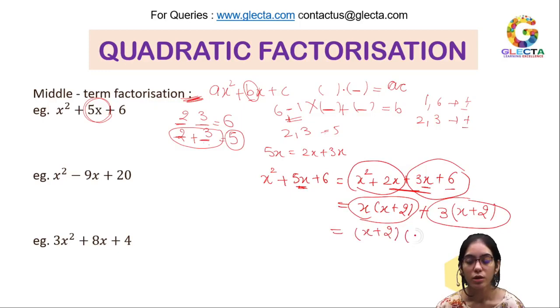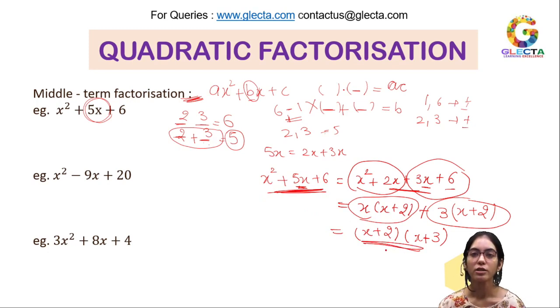So the next left here will be x plus 3. So the factors of x square plus 5x plus 6 are x plus 2 and x plus 3. Similarly, for this expression, the coefficient of x square is 1 and the constant term is 20. So we have to find two numbers such that their product is 20 and their sum is minus 9.